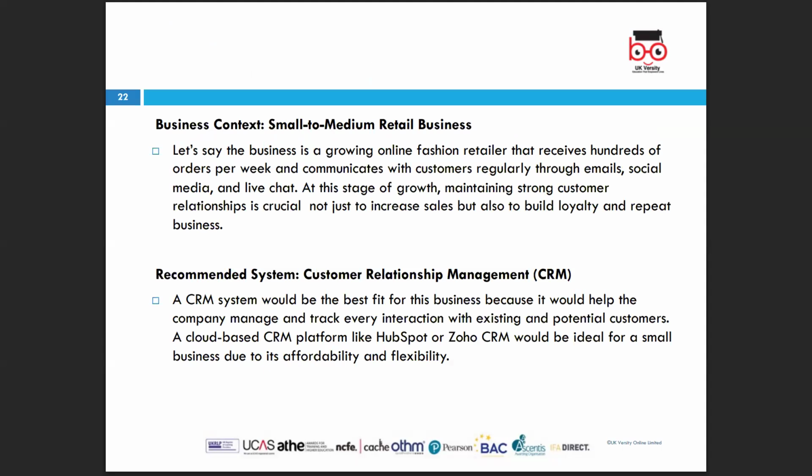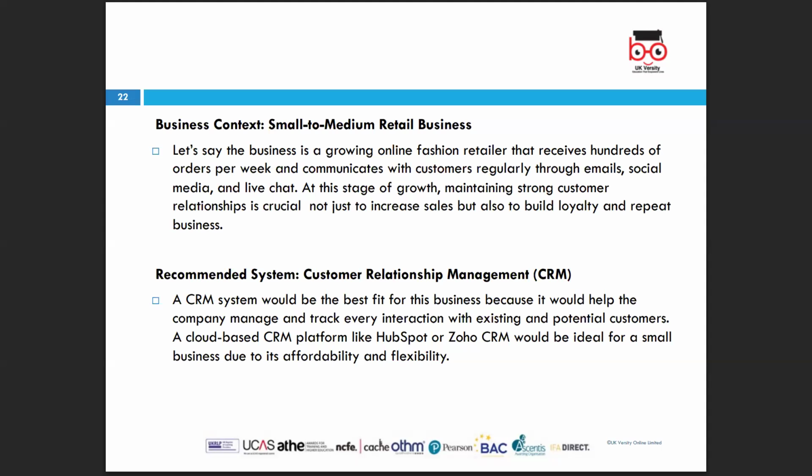So for the business context, a small to medium retail business, we see that the business is a growing online fashion retailer that receives hundreds of orders per week and communicates with customers regularly through emails, social media, and live chat. So at this stage of growth, maintaining strong customer relationships is crucial, not just to increase sales, but also to build loyalty and repeat business.